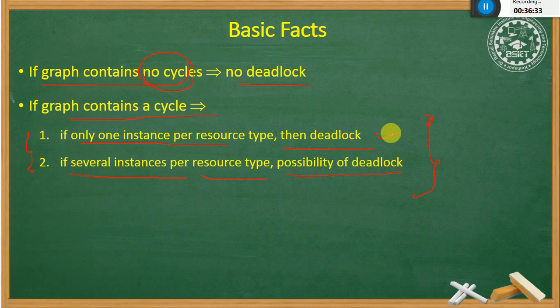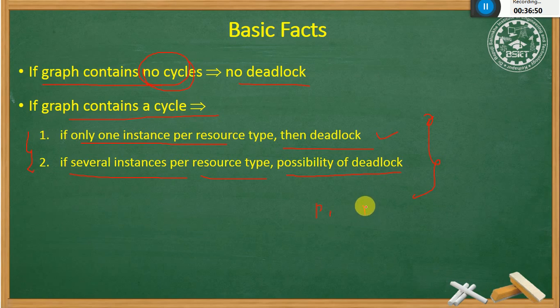If there is a cycle inside the graph and they are having the single instance of the resource fixed, there is a deadlock. If there are multiple instances of the resource and if there is a cycle, we cannot say it is a deadlock. Okay, what is meant by deadlock?